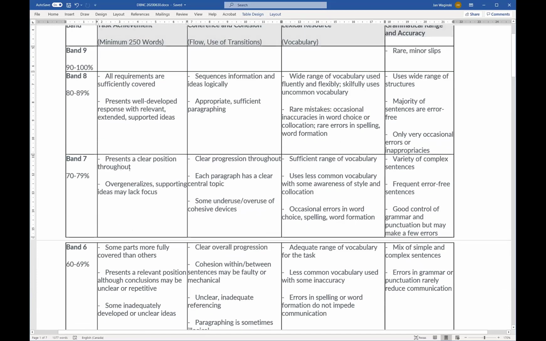So each one of them is 25%. Yes. So in the normal world, if you got 7, 7, 7, and 6, what would your score be?